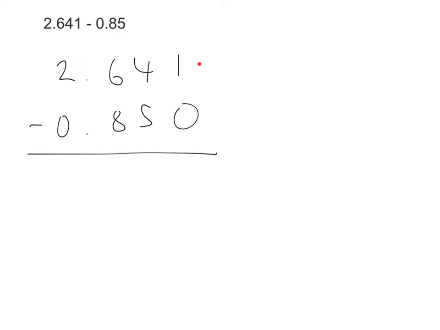So we start from the right over here. 1 minus 0 is 1. Okay, so the next column, in the hundredths column, we have 4 minus 5. Now the top number is less than the bottom number here, so we don't want to say 4 minus 5 is negative 1. We don't want to do that. So if the top number is less than the bottom number, we need to borrow 1 from the next column.